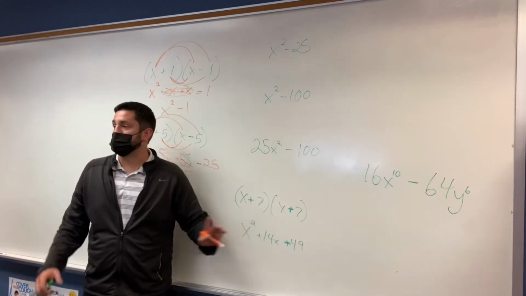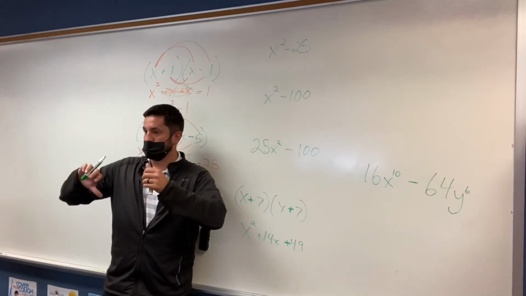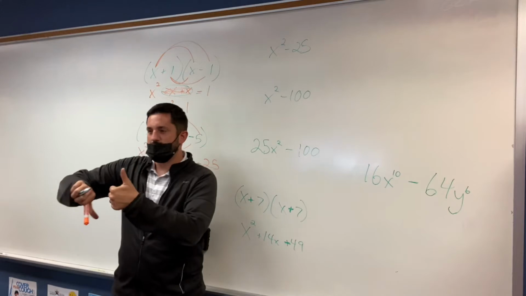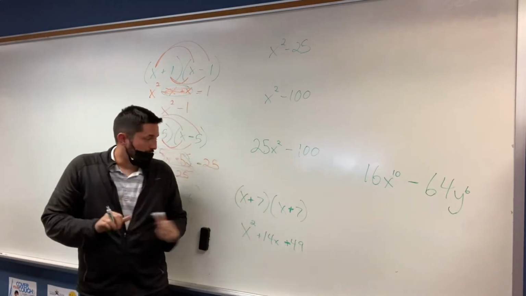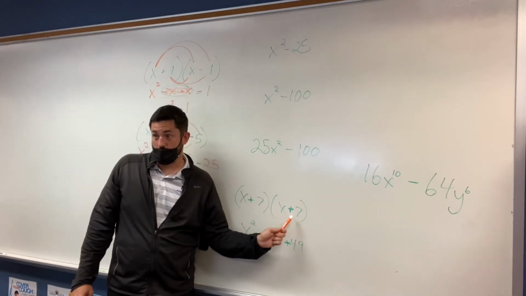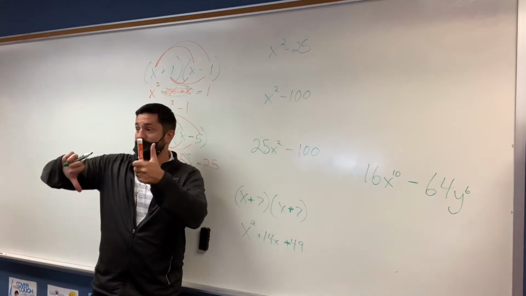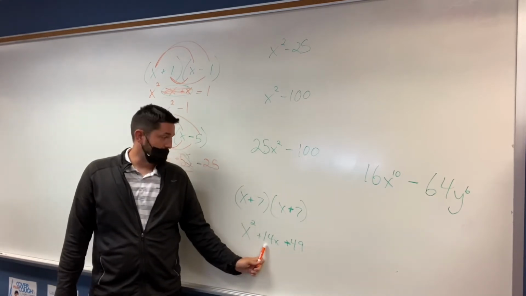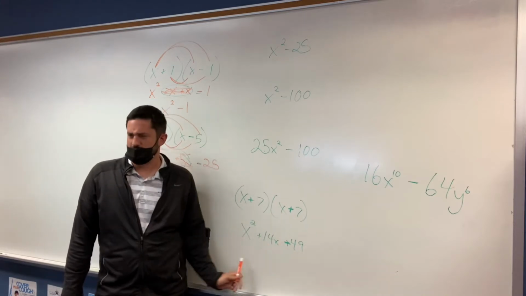When the 7s were opposite signs, what happened? They canceled out. Okay, cool. Are they opposite signs now? No. So instead of a 7 and a -7, it's a 7 and a 7, which is just 14, right? And then 7 times 7 is 49, and that's your answer.